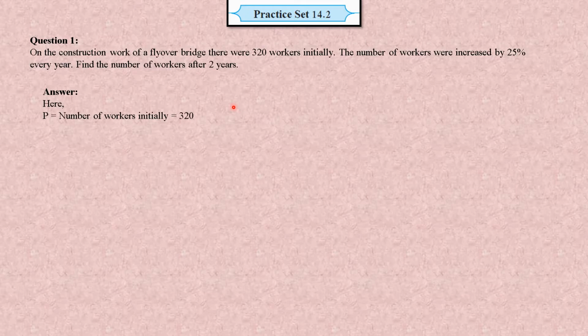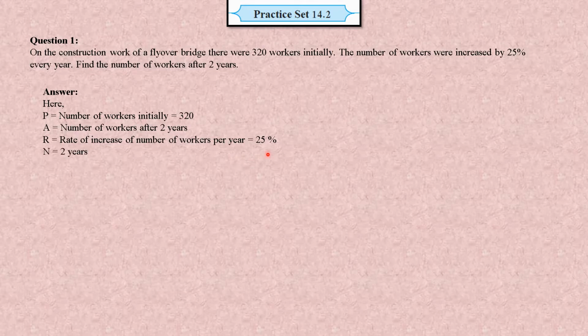Here, P, that is a principal, will denote number of workers initially, which is 320. A, that was the number of workers after 2 years, which we need to find out. R is the rate of increase of number of workers per year, which will be the rate of compound interest mentioned in the question as 25%. And N, that is the duration mentioned, is 2 years.